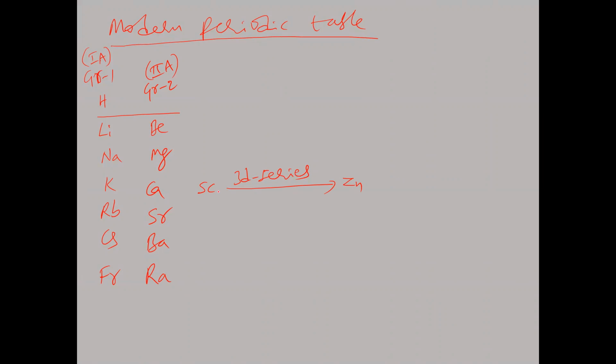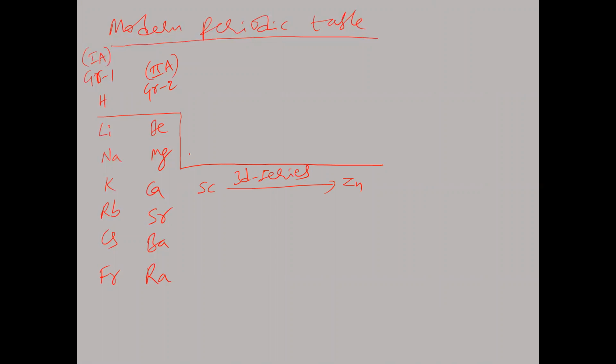In these D block elements, the last electron, that is the differentiating electron, enters into what? The 3D orbitals. Into the 3D orbital, the last electron enters. The last electron of the element is called the differentiating electron. That's why these elements, scandium to zinc, are called 3D series elements. This 3D series is the first transition series.